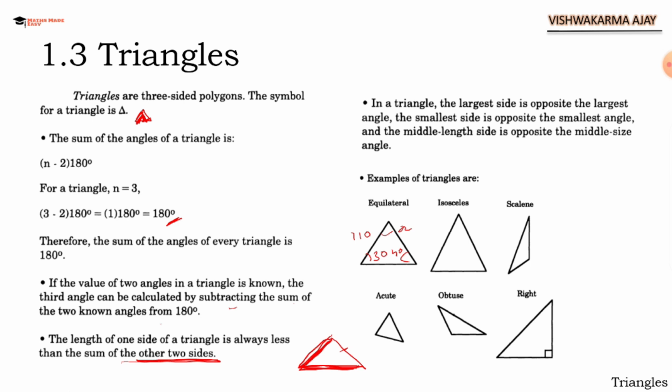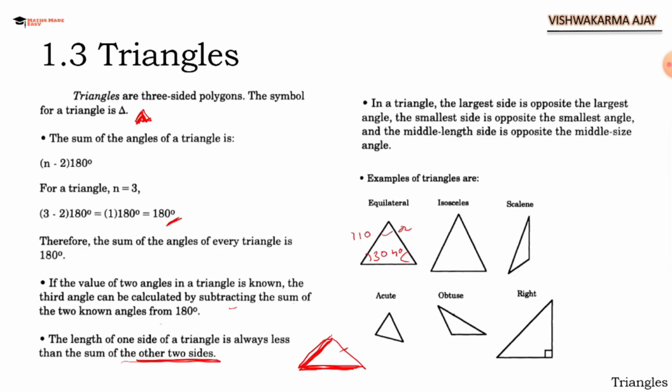In a triangle, the largest side is opposite to the largest angle and the smallest side is opposite to the smallest angle. And the middle length side is opposite to the middle angle. This is also very easy to understand. The bigger the angle, the bigger the opposite side. The smaller the angle, the smaller the opposite side.